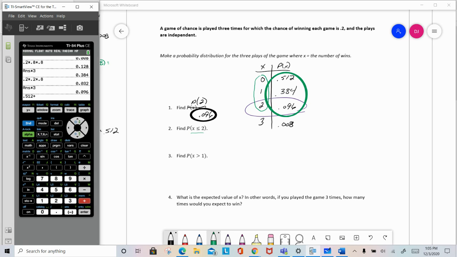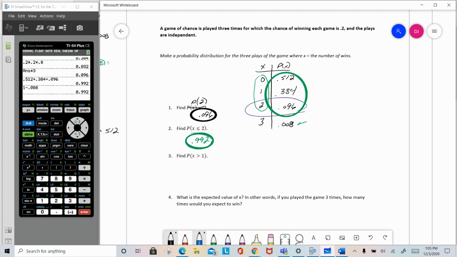0.512 plus 0.384 plus 0.096 is 0.992. Now, I probably could have also figured that out by saying I'm excluding the 0.008. So I could just do 1 minus the 0.008, and we have 0.992. So we could get that either way.